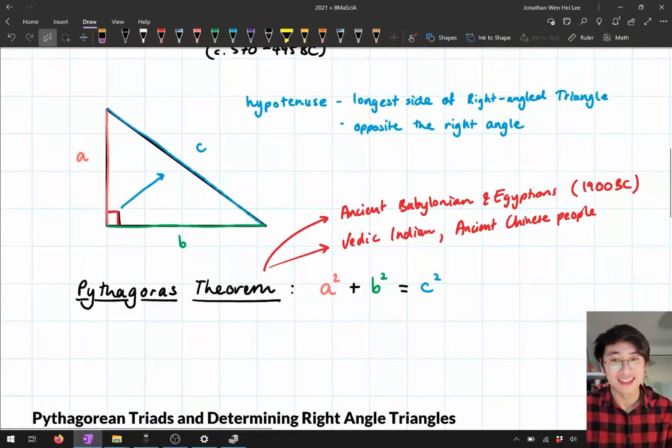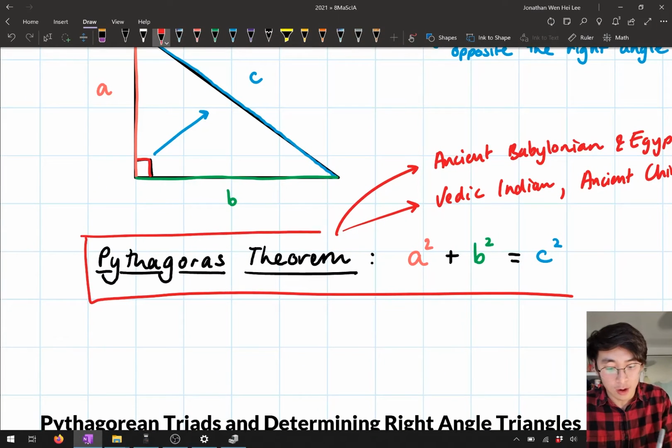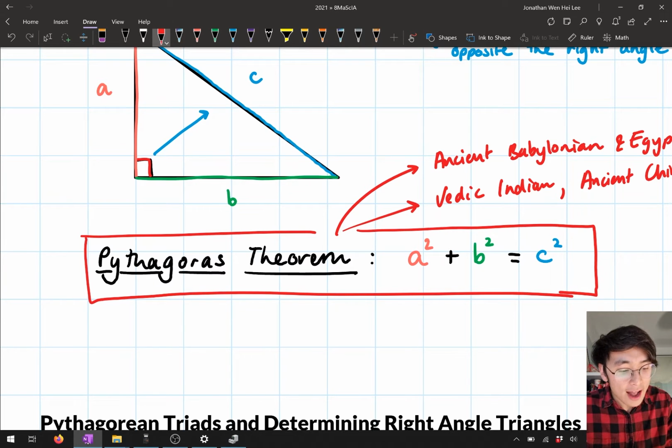But bringing it back to the maths, Pythagoras' theorem just tells me that no matter what right angled triangle I have, if I take my two shorter sides and I square their lengths, so a squared and b squared, and I add them together, it's going to equal the square of the longest side. And so what we're going to be doing today is actually working with a few numbers to see if they actually fit into this pattern.